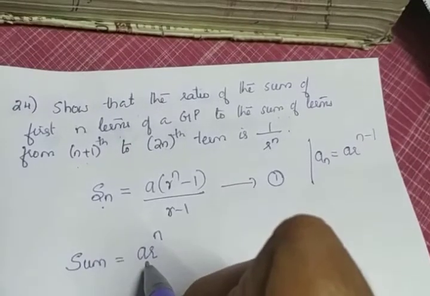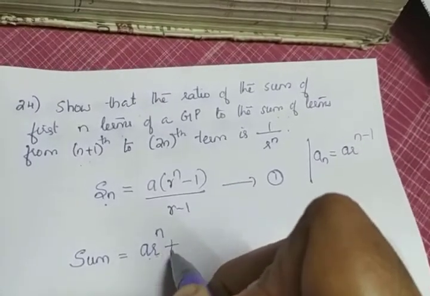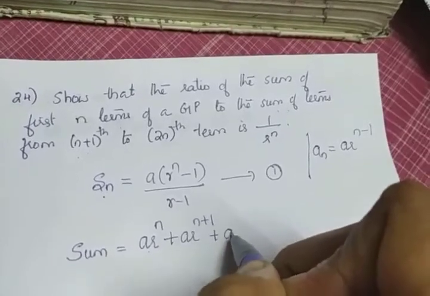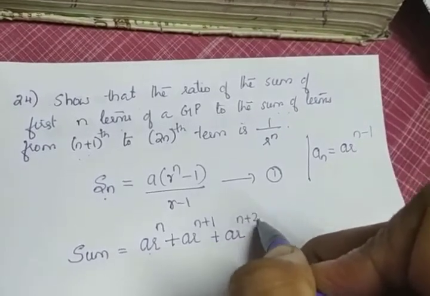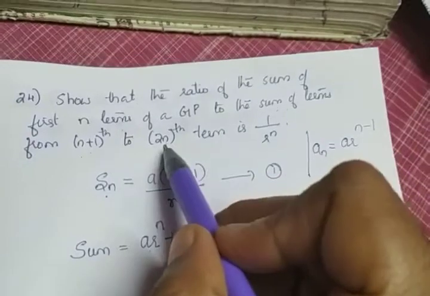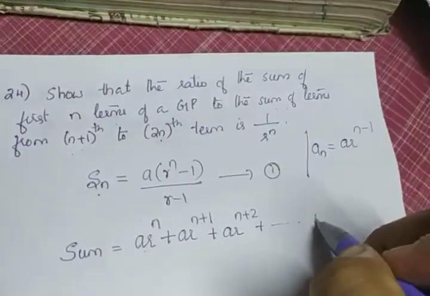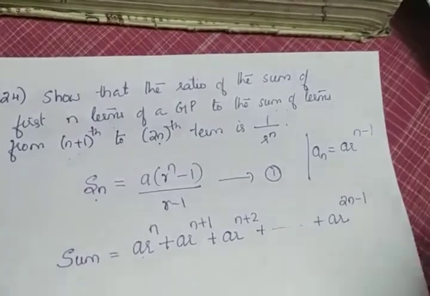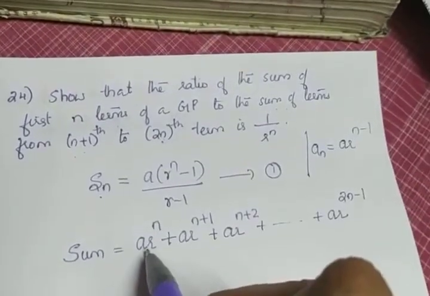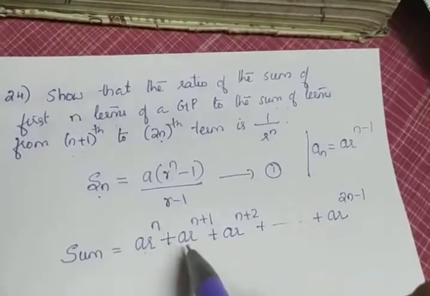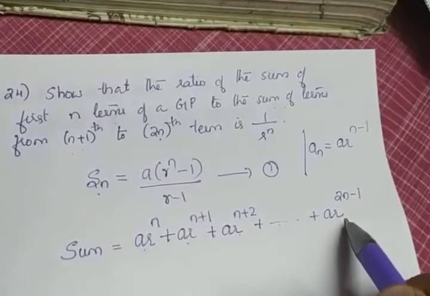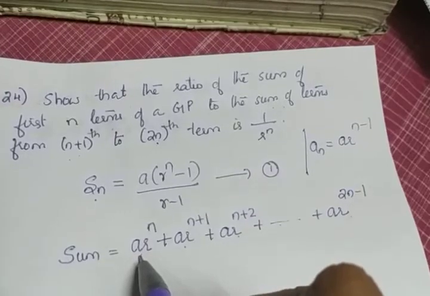So the n plus 1th term will be a r raised to n, plus the next term a r raised to n plus 1, plus the next term a r raised to n plus 2, plus etc. The last is the 2nth term, that will be equal to a into r raised to 2n minus 1. Okay, so how many terms are there? Can you guess? n plus 1, n plus 2, n plus 3 etc.